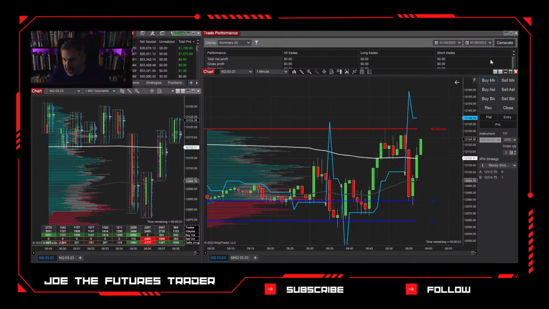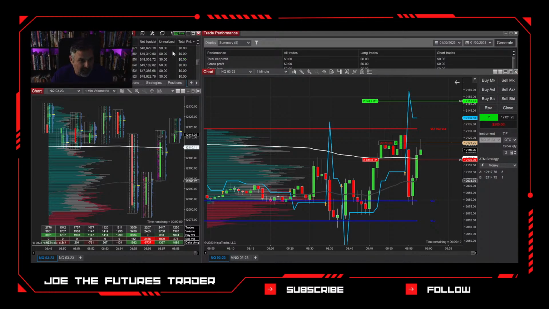So see, there you go. Now I got to win 2 of those to make up for that 1 loss that I had here. We'll see if it stays above the VWAP, and then I'll give a little space. And if I like it, I can obviously extend it out. Yeah, let's see what happens here.